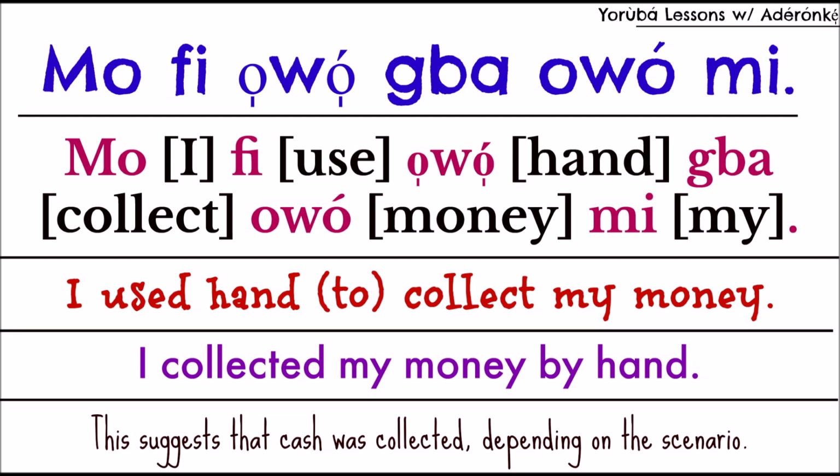Kí lo fi gba owó ẹ? What did you collect your money with? Ọwọ́ ni mo fi gba owó mi. It's like if you were to transliterate and then translate that in English, ọwọ́ ni mo fi gba owó mi would be passive voice. This is more active.